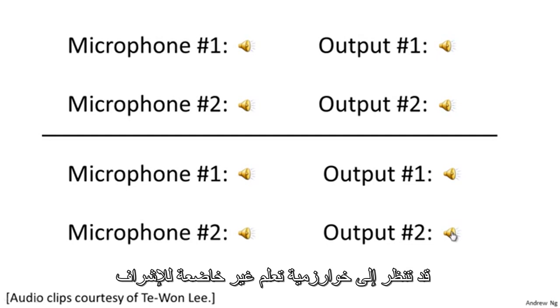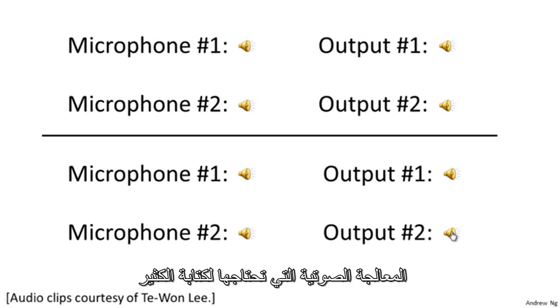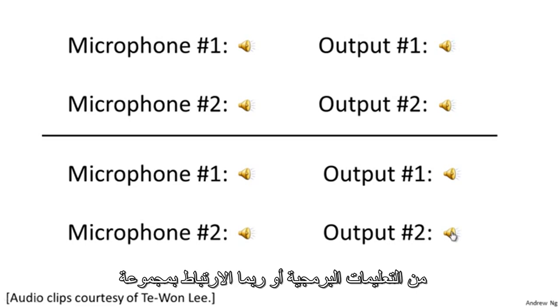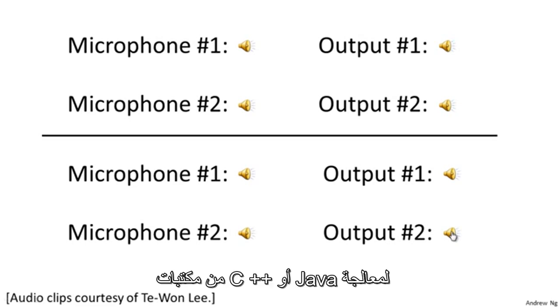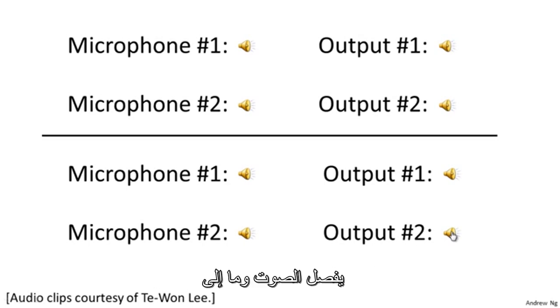So you might look at an unsupervised learning algorithm like this and ask, how complicated is it to implement this, right? It seems like in order to build this application, to do this audio processing, you need to write a ton of code or maybe link into a bunch of C++ or Java libraries to process audio. It seems like a really complicated program to do this audio, separating out audio and so on.